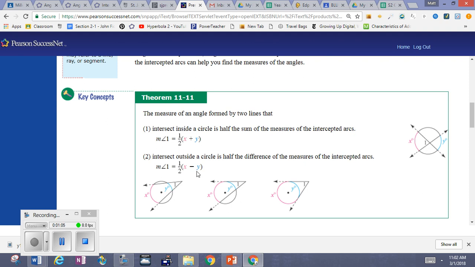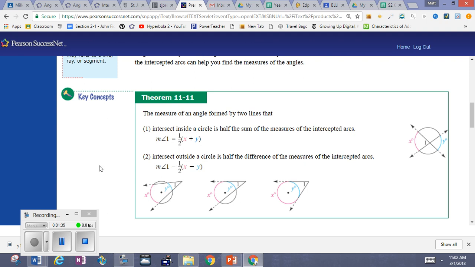Now the exterior angle also meets up with two arcs, but I'm only one angle. I have the red arc, which is the arc furthest away, and I have the blue arc, which is the arc closest. For this angle, the formula just says, take the furthest arc, subtract the closest arc, and take half of that, and that's the measure of the angle.